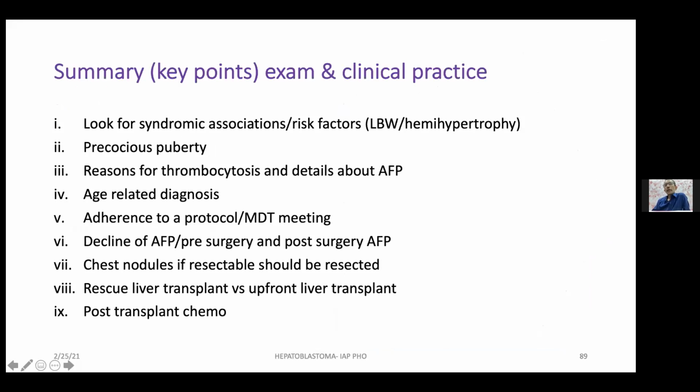Okay, the last point. As I mentioned, the 2 important subjects which we touched were, one is the exam, another one is clinical practice. For an exam, you should look at the syndromes, also for clinical practice, but the questions will be, what are all the risk factors, which is the highest risk factor, it is low birth weight, any rare manifestation, precocious puberty, what is the reason for thrombocytosis, age-wise differential diagnosis, and for practical purposes, you select one protocol.